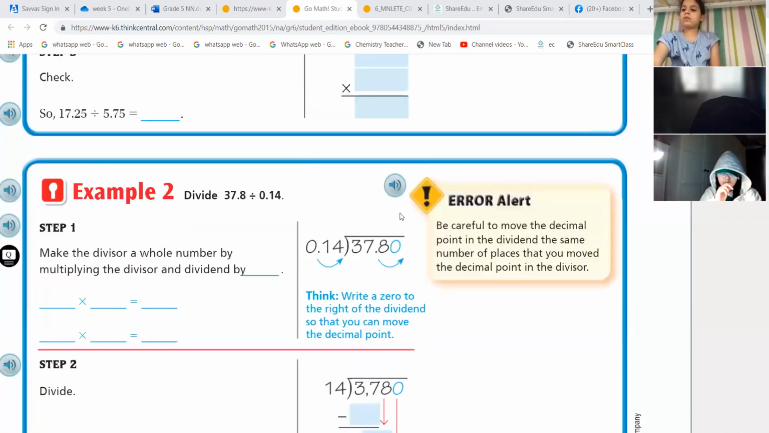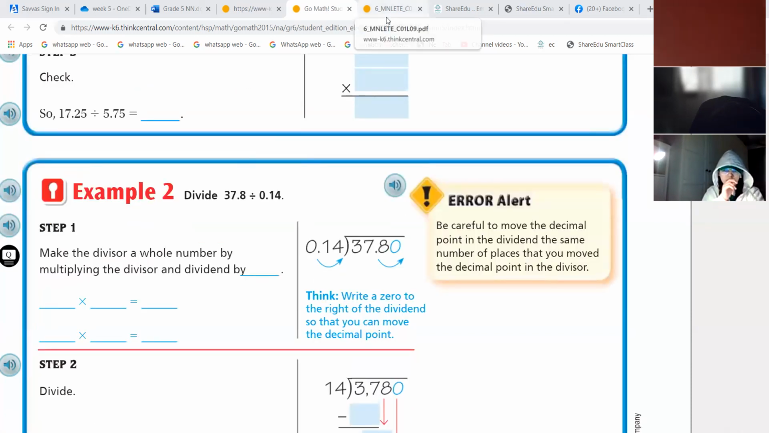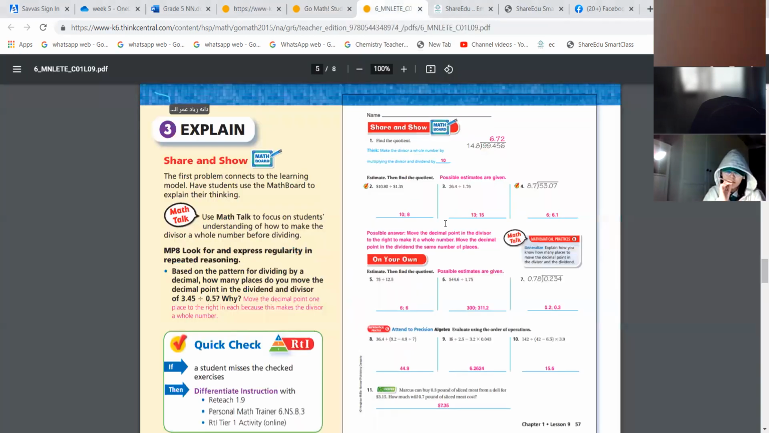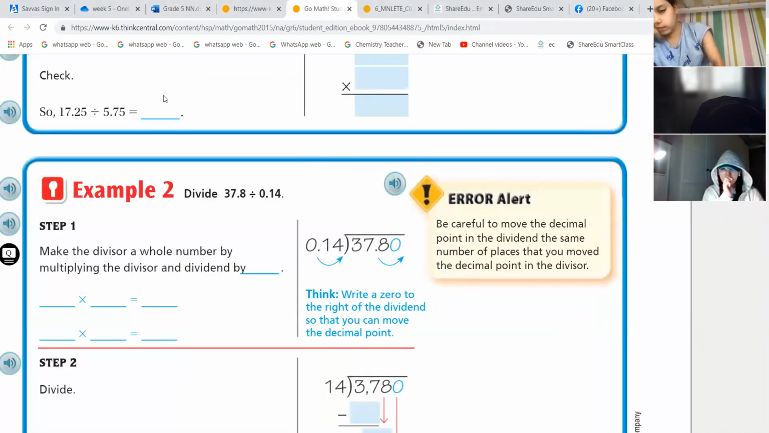So finally, you need to write your answer here as 3.